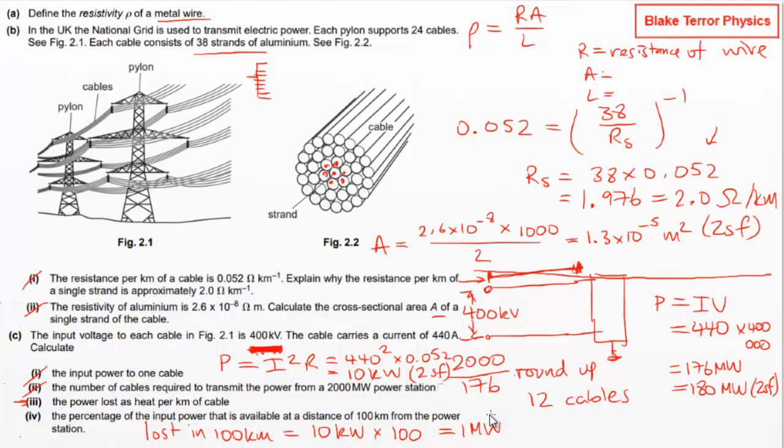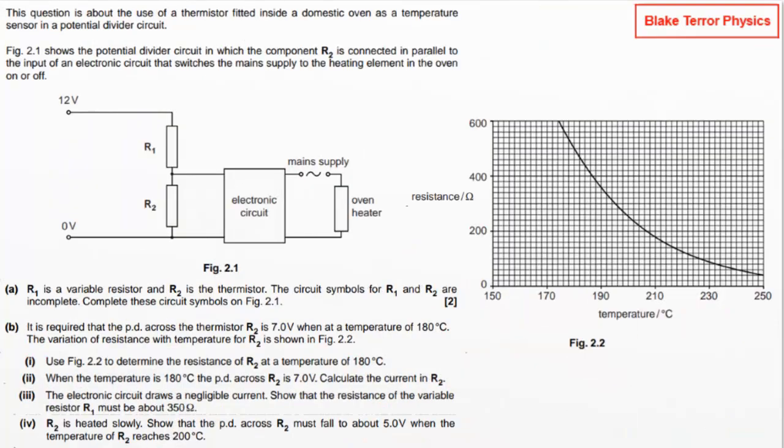Right, okay, so we've lost 1 out of 176. So we've got 175 over 176 left after 100 kilometers, which is going to be over 99%, obviously. So that's 99.4%. Nice one. Is that the end of that question? Yes, it is. Right, I've got one question to go.